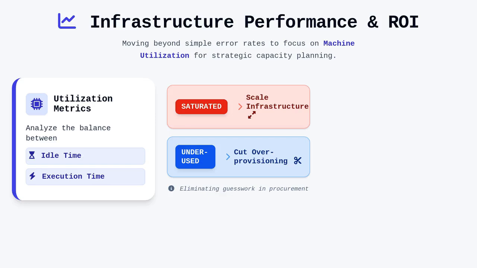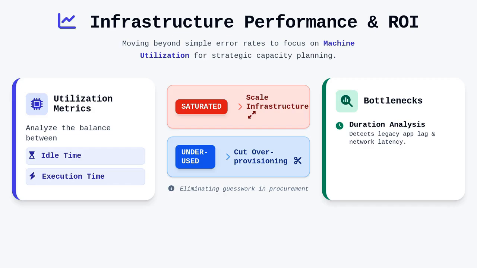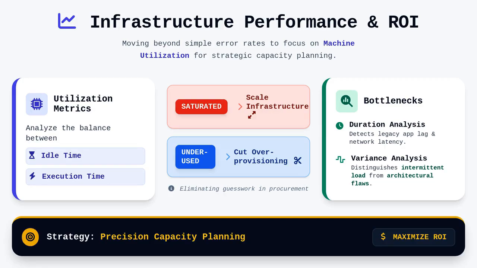We examine the duration of executions to detect systemic bottlenecks, such as slow-responding legacy applications or network latency issues that affect flow timing. Analyzing the duration variance helps us understand whether our performance issues are intermittent, perhaps due to system load, or constant, suggesting a need for architectural optimization.